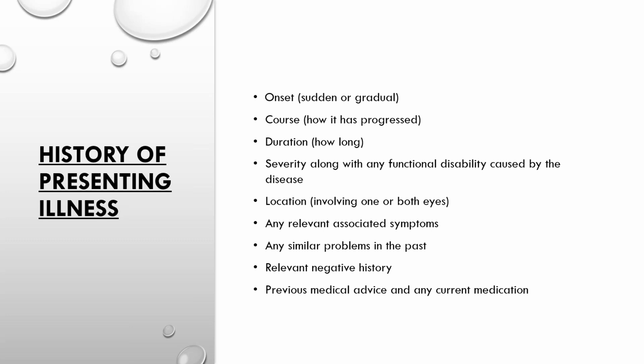So that is very important. I'll give you a few examples towards the further slides. Then you have to ask about any similar problems in the past, like similar complaints in the past. So you'll know, again, this will also hint towards the chronicity of the disease, or whether a disease is recurrent, or it had resolved earlier, or it has continued since so long, right?